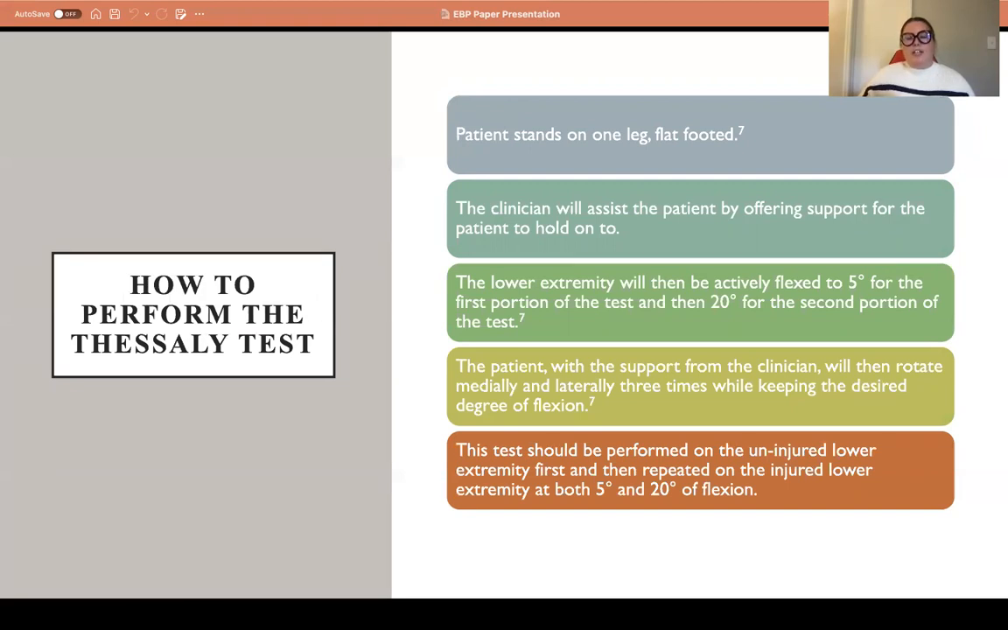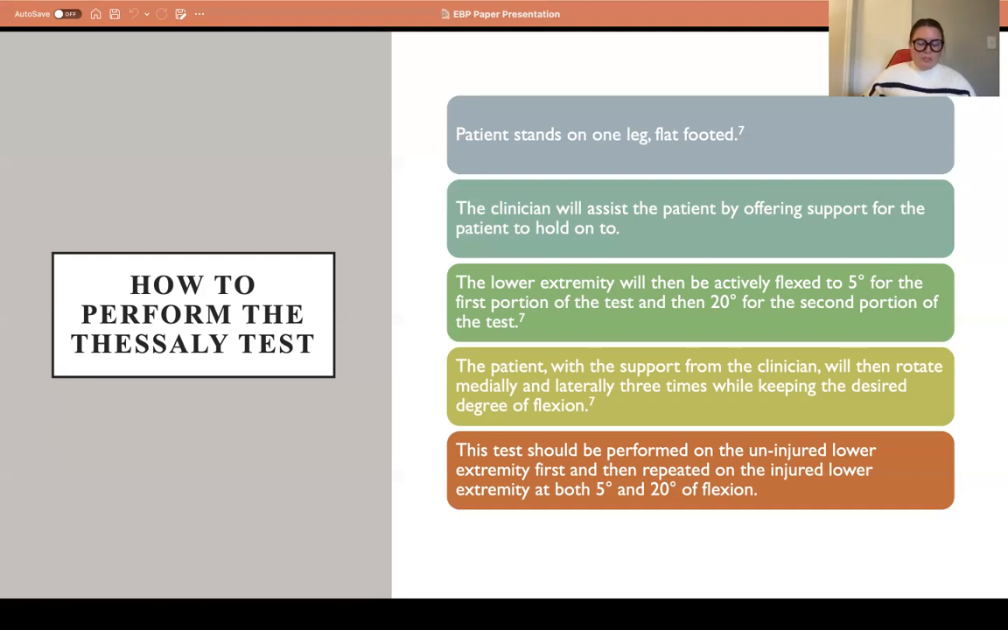So at this point, you have a patient standing on one leg with the knee flexed to 5 degrees, and you want to start with the uninvolved leg first. The patient, with the support from the clinician, will then rotate medially and laterally 3 times while keeping the desired degree of flexion. The test is then performed on the uninjured lower extremity first, and then repeated on the injured lower extremity. And so after you perform the test at 5 degrees, you will then repeat the test at 20 degrees.